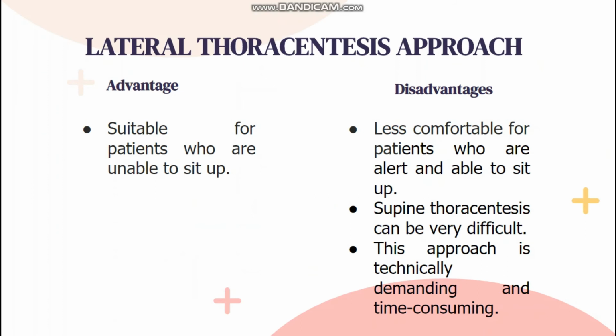So for the lateral thoracentesis approach, its advantage is that it is suitable for patients who are unable to sit up, while for its disadvantages, it is less comfortable for patients who are alert and able to sit up. Supine thoracentesis can be very difficult. The effusion gravitates down to the posterior surface, limiting the space to maneuver the needle syringe assembly. And this approach is technically demanding and time consuming.